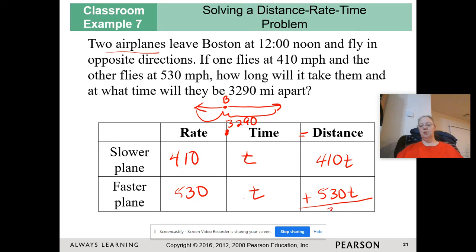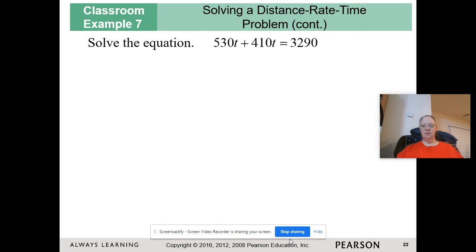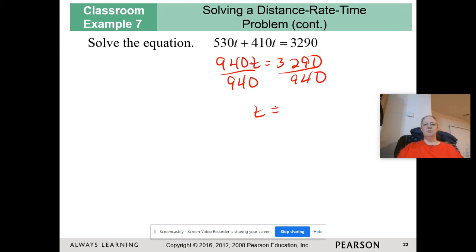And we are 3,290, okay, total. So next slide so that I have some room to solve it. So we're going to combine the t's. What do we got? 940 t is equal to 3,290. Divide by 940. And we have, let's see, 3,290 divided by 940 gives me 3.5.